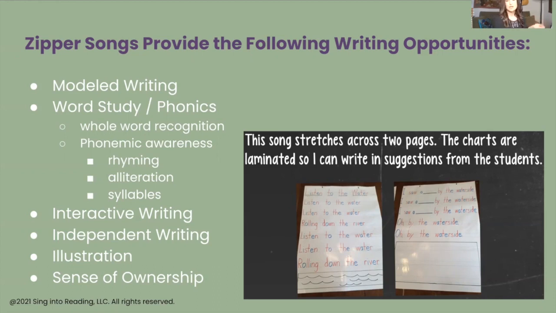It can also be independent writing in their own personal folders. And if you have a shared binder for the whole class, if you stick every song into a sheet protector in a 3-ring binder, then you can give them a dry erase marker and they can write right on the sheet protector and then erase it for the next child. Super fun. They also provide opportunities for illustration, comprehension work, and like I said, they give students a sense of ownership.